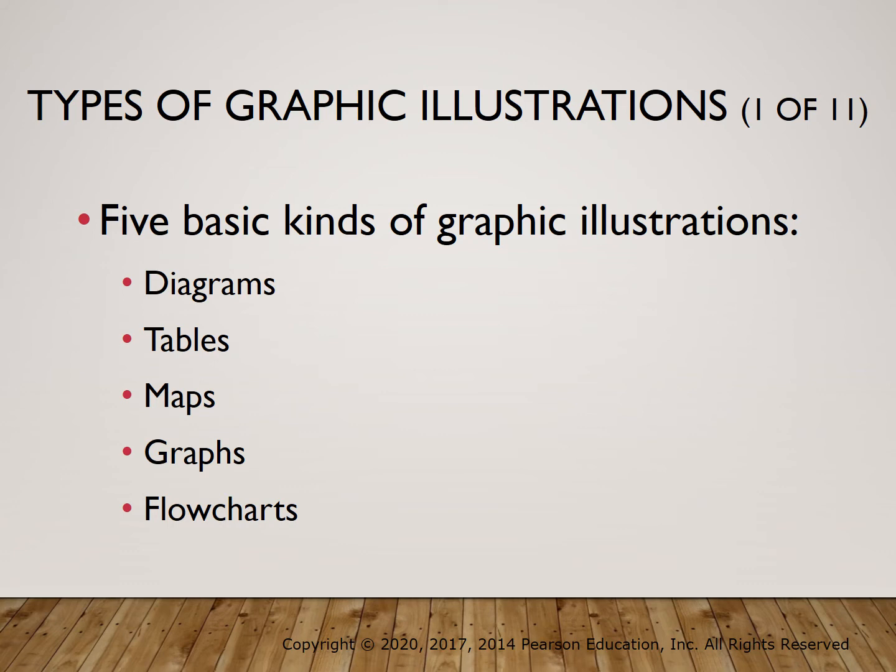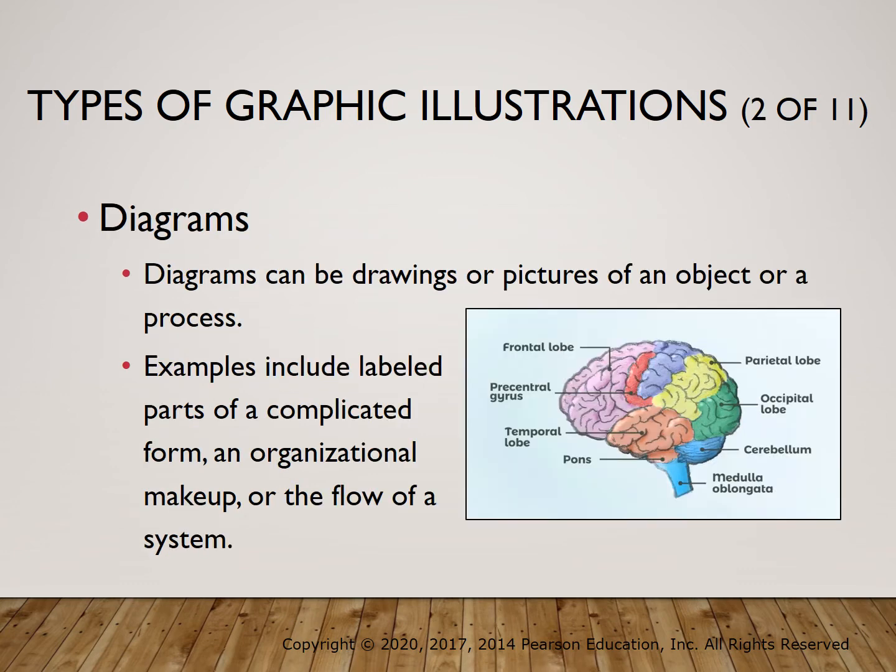There are 5 basic kinds of graphic illustrations: diagrams, tables, maps, graphs, and flowcharts. Let's take a look at each one individually. A diagram could be a picture or a chart that's labeled.